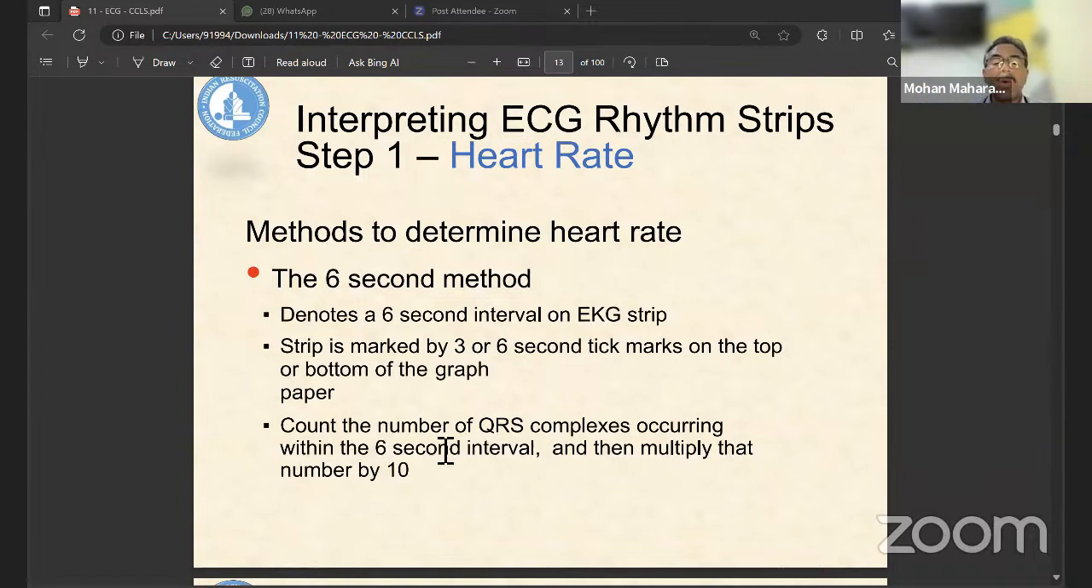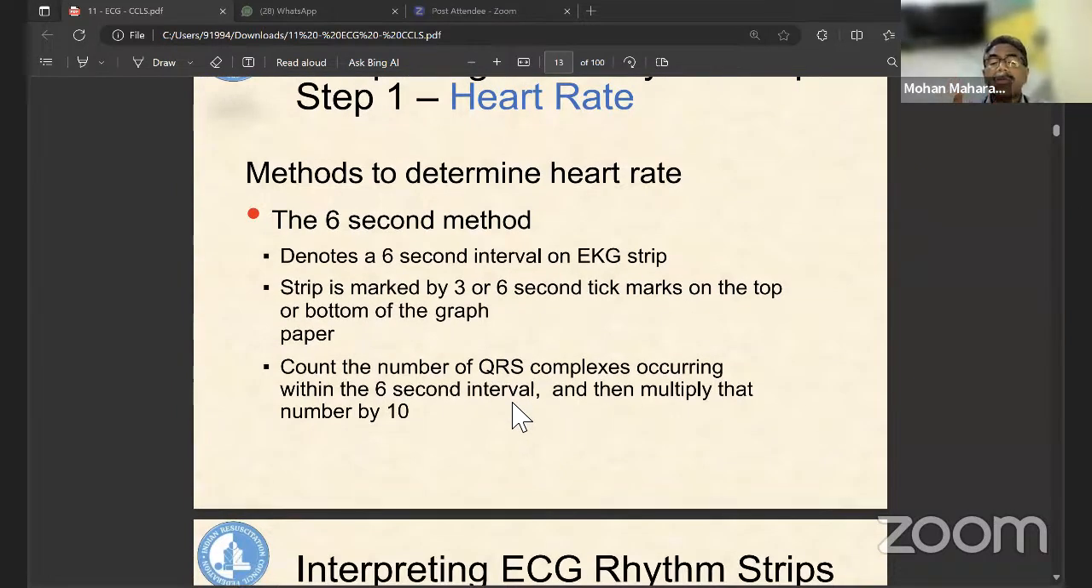For example, count the number of QRS complexes occurring within the 6 seconds. If you see 5 big squares, that is going to be 1 second, since each is 0.2 seconds. That means 6 seconds is 5 into 6, which is 30 big squares. Count how many QRS complexes are in those 30 boxes, then multiply the number by 10. So that becomes the heart rate. That's one way of calculation.